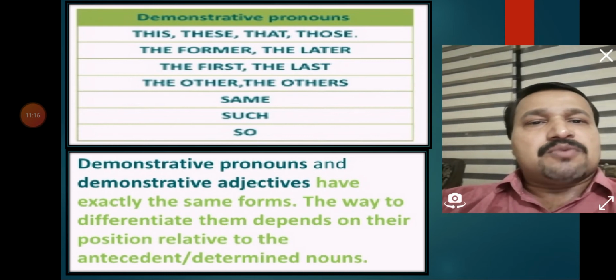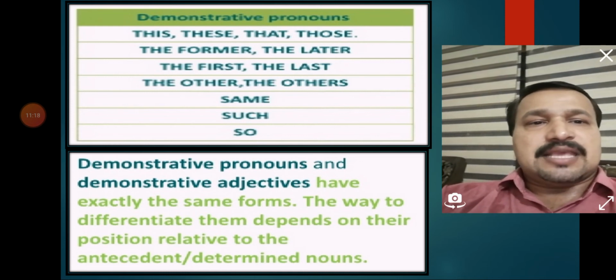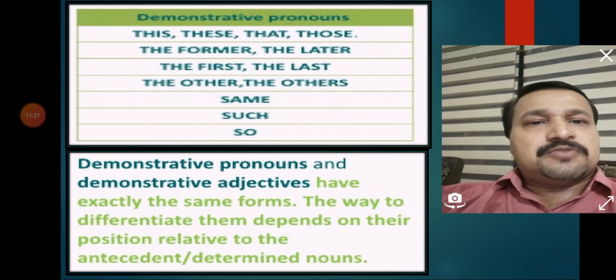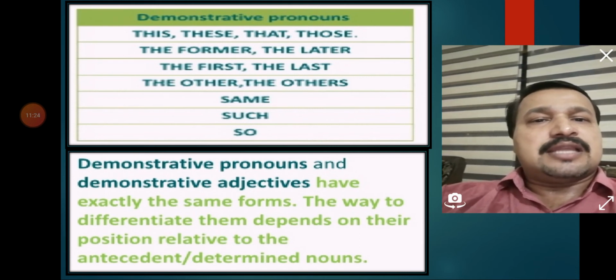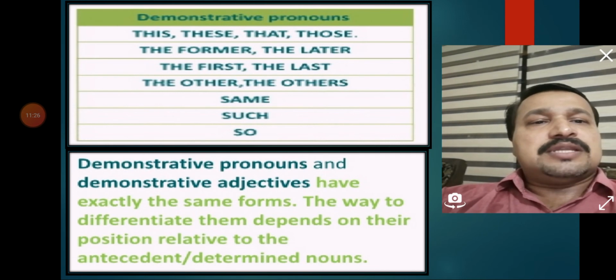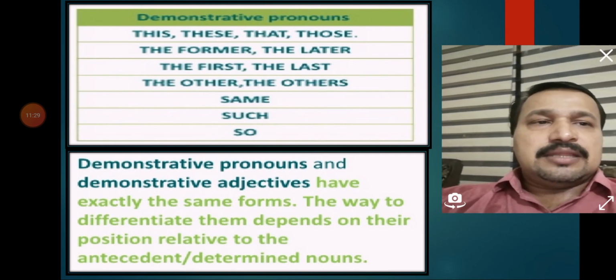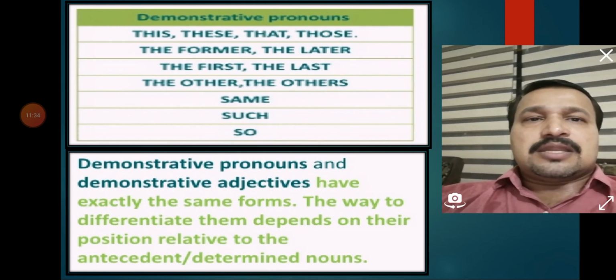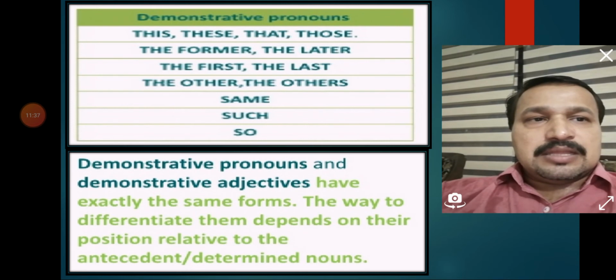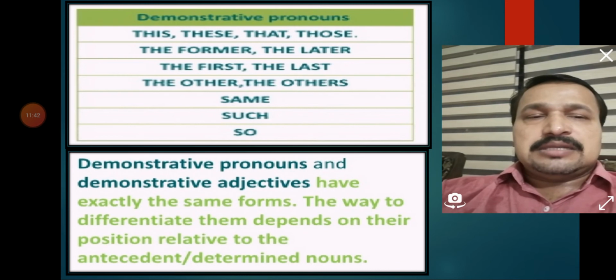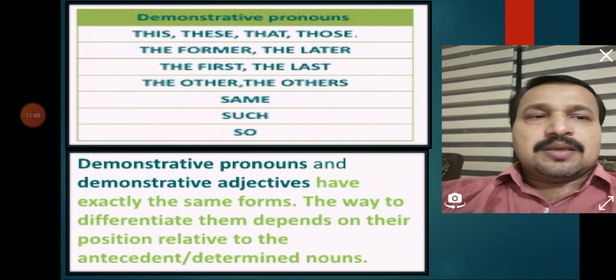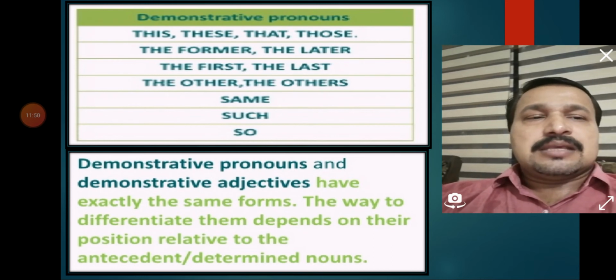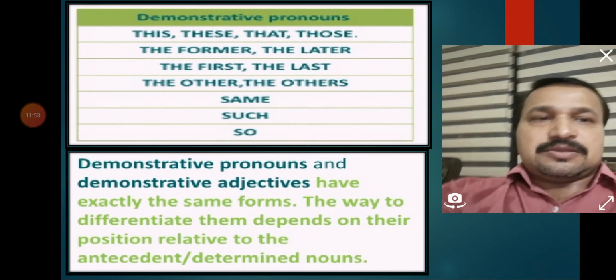So demonstrative pronouns and demonstrative adjectives have exactly the same forms. The way to differentiate them depends on the position relative to the antecedent or the determined noun. If you say this is my book, there this stands alone, so it is considered a demonstrative pronoun. These books are mine. When you say these books, the word these is used to qualify the word books. So that's why this stands as an adjective.